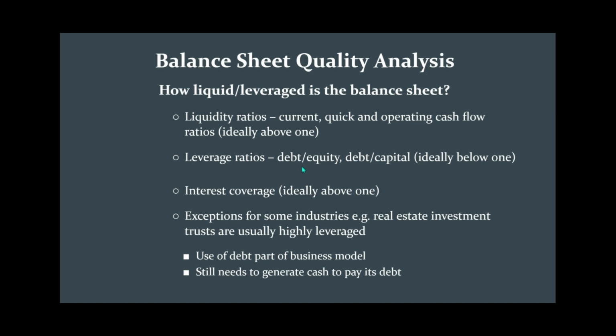Leverage ratios such as debt to equity or debt to capital, ideally these should be below 1. Interest coverage should be above 1. There are exceptions for some industries. For example, real estate investment trusts are usually highly leveraged, and this is a feature of their business because it's a capital intensive business, and they usually borrow a lot of debt to buy their properties and so on. So that's expected in this business model.